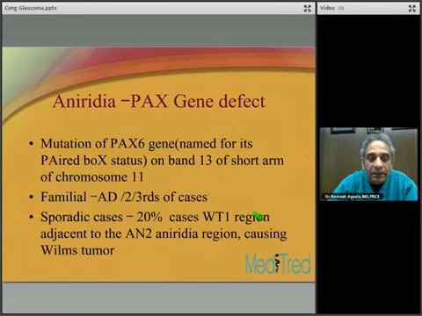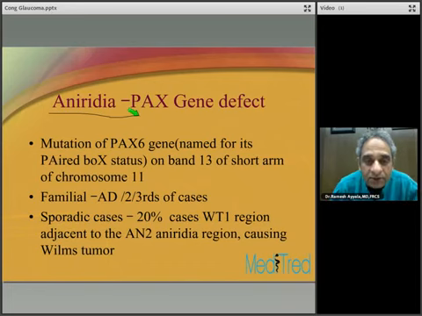Aniridia, another favorite topic from the exam point of view. It's a mutation of the PAX6 gene, named for its paired box status on band 13 of the short arm of chromosome 11. It's familial in nature, autosomal dominant in 2/3 of the cases, and sporadic in nature in 20% of the cases.